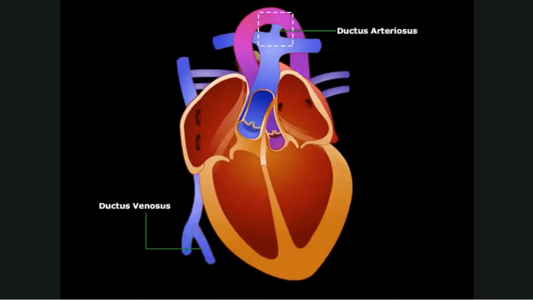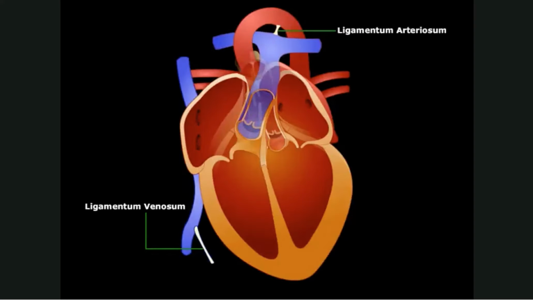Right after delivery, the supply of oxygen from the placenta is interrupted and respiration begins. The ductus arteriosus begins to close through the contraction of its muscular wall. The obliterated ductus arteriosus becomes the ligamentum arteriosum. The ductus venosus also constricts and becomes the ligamentum venosum.